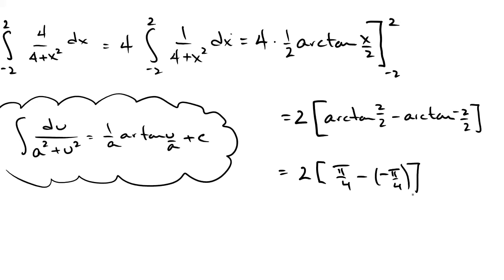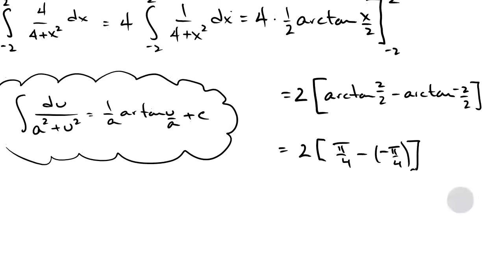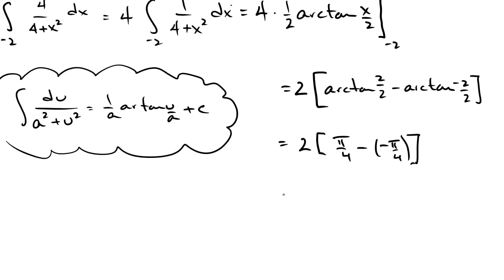Arctangent always returns a value between -pi over 2 and pi over 2. With this, we have pi over 4 minus a -pi over 4, 2 pi over 4, or pi over 2. And this leaves us with simply pi as the answer to this problem.